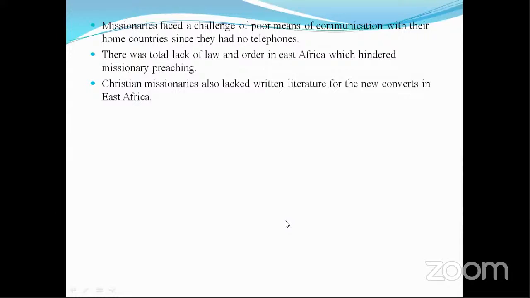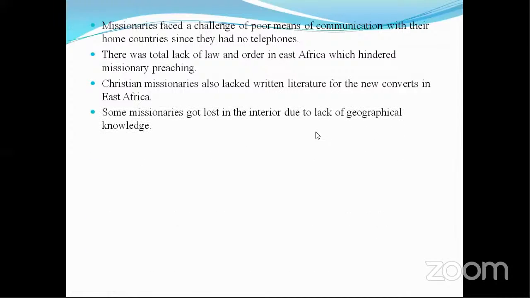Yes. So let us try to finish up, because our admin needs some minutes here to take us through the Google Classroom. Okay, so that was written literature. Then this is another point here: some missionaries got lost in the interior due to lack of geographical knowledge.